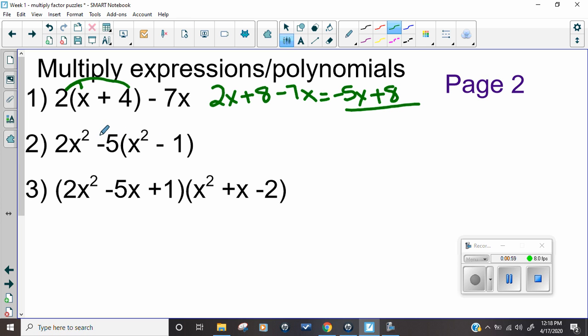The next one, again, this 2x squared is hanging out there. You're going to multiply the negative 5 with the x squared, and then negative 5 with the negative 1. So 2x squared is just there in the beginning. It's not touching the parentheses, it's not near the parentheses, so it's just there. Then you get negative 5x squared. And then remember, since you're multiplying negative 5 and negative 1, you're going to get a positive 5 at the end. And now the things that we can combine are 2 minus 5, so we get negative 3x squared plus 5.